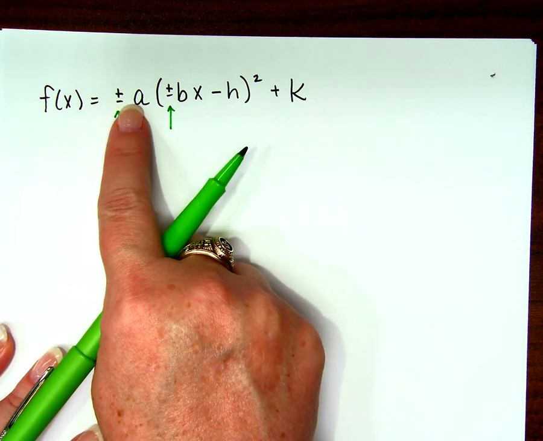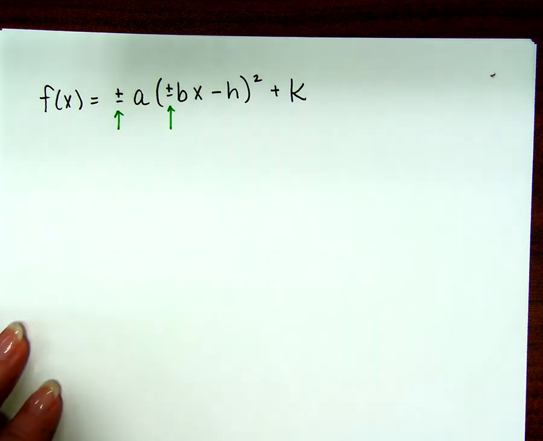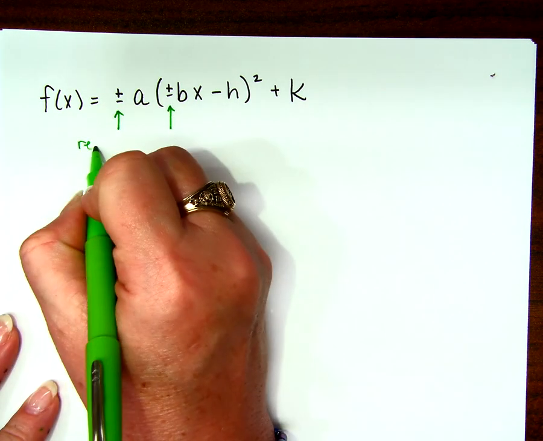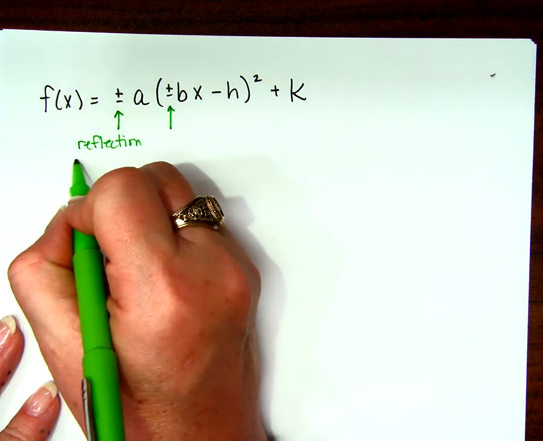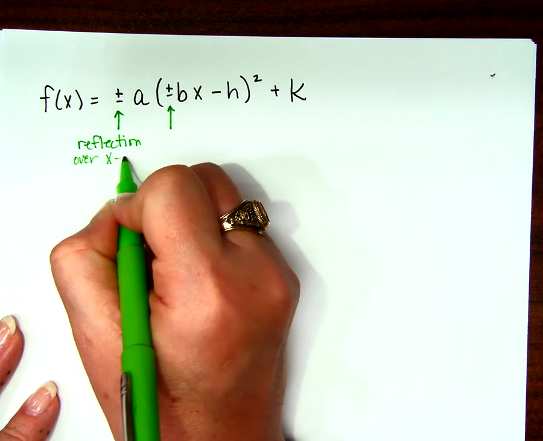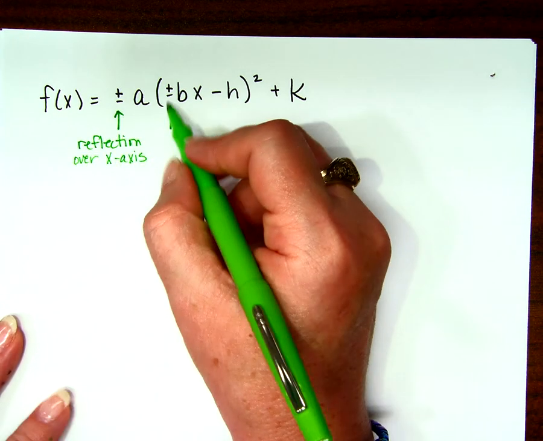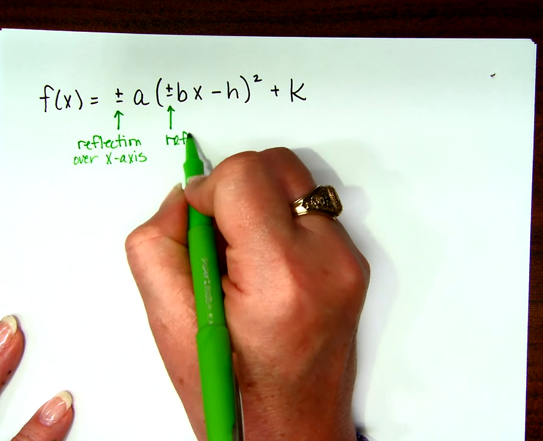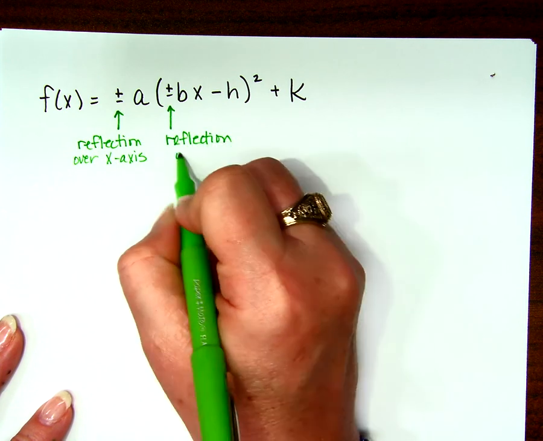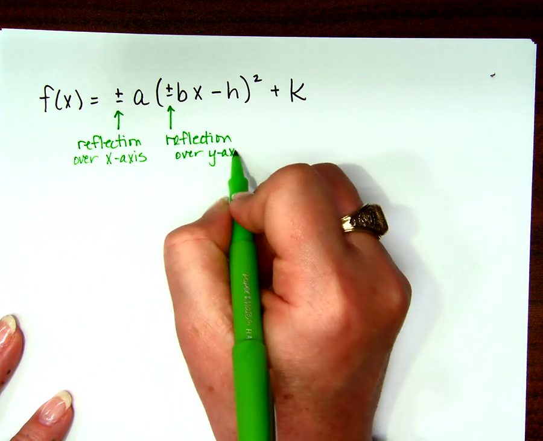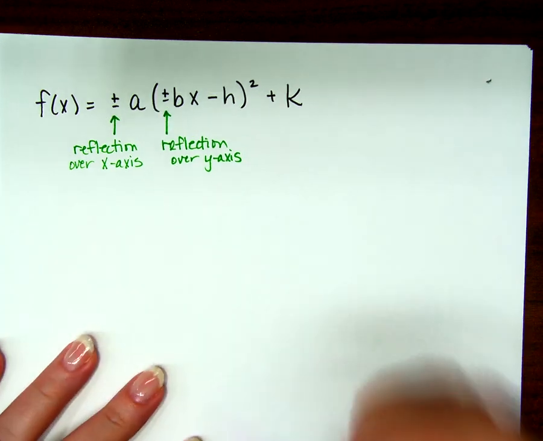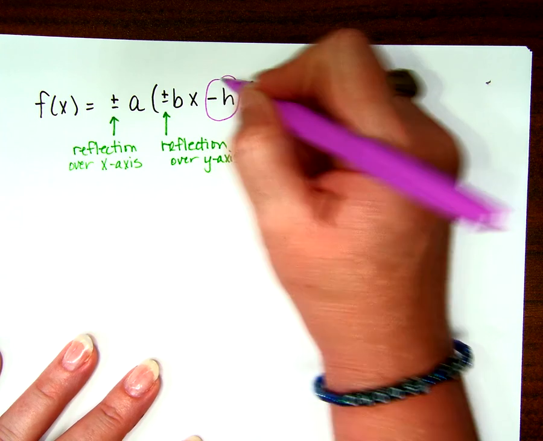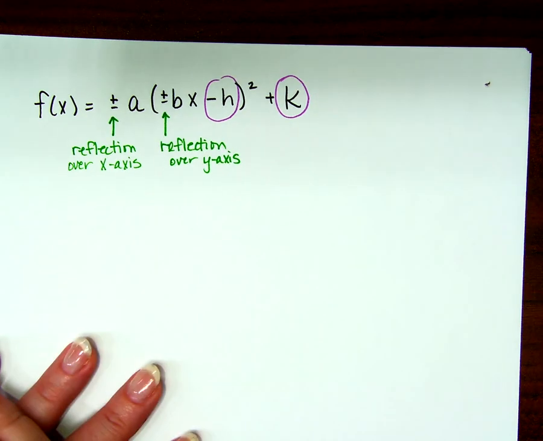Having a positive a, having a negative a, or a negative b causes a reflection, right? So a reflection for this first plus or minus, it's a reflection over what? And then for this one? Correct. Reflection over the y-axis. For h and k, what kind of changes do those cause?